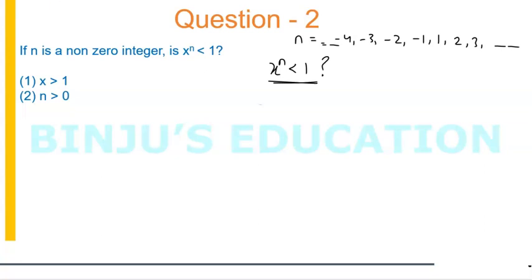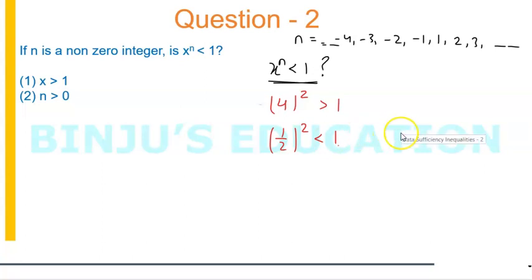So a couple of things that will actually cross our mind: let's suppose the value of x is 4 and the value of n is 2. In this case, this will be greater than 1. What if x is half, and n is again 2? This is again less than 1. There are many permutations and combinations which can happen with this x to the power n.